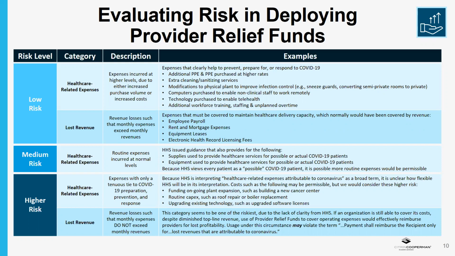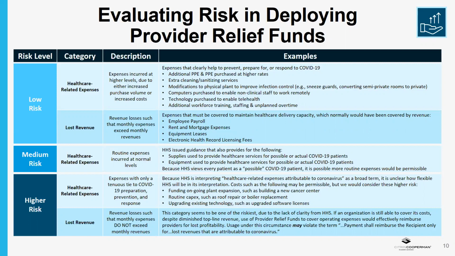So employee payroll, rent and mortgage expenses, equipment leases, electronic health record licensing fees. These are examples of those sorts of expenses during a month where you have had expenses in excess of revenue.